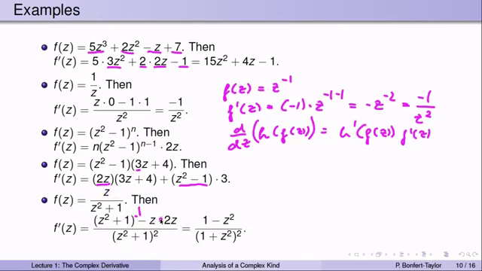Subtract from that the numerator z times the derivative of the denominator, which is 2z. And if we wanted to simplify that, we have z squared plus 1 minus 2z squared, so the numerator becomes 1 minus z squared, and the denominator is the same as it was before. I rewrote it as (1 plus z squared) squared, just to make it look nicer.